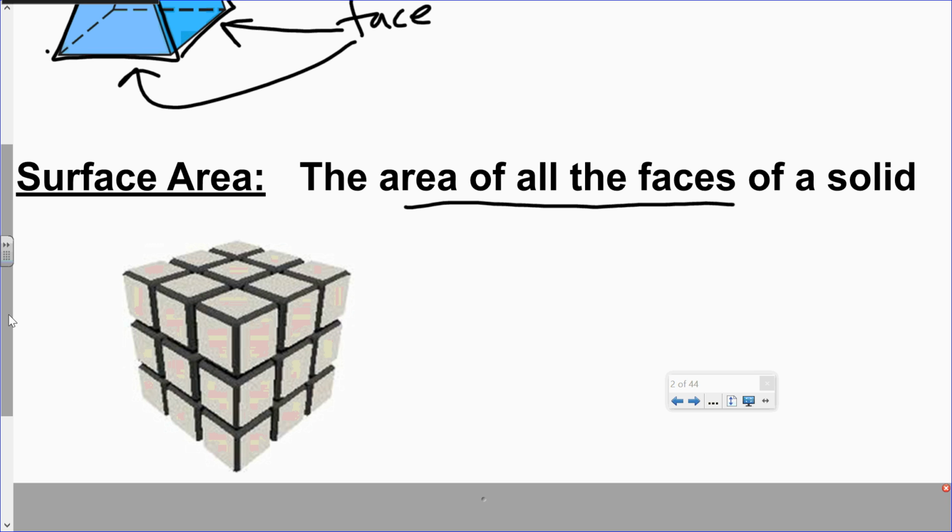Well, my question is this. How many faces make up the cube, the Rubik's Cube? How many faces? It's like this, right? Look at it. How many faces make that up? There's 6 faces. If I want the surface area of this Rubik's Cube, I figure out the area of all 6 faces. And I think Clemente is already on that.